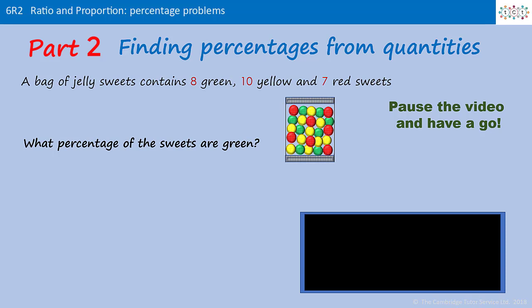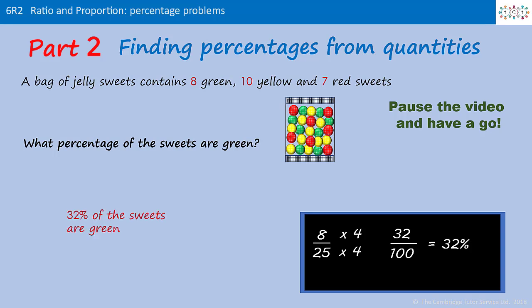If you add the quantities of sweets, you'll see you have a total of 25 sweets in the bag. Out of those 25 sweets, 8 are green. We need to turn that denominator into 100. To get from 25 to 100, we multiply by 4. Therefore, we multiply 8 by 4 to get 32, and that is 32%. 32% of the sweets are green.